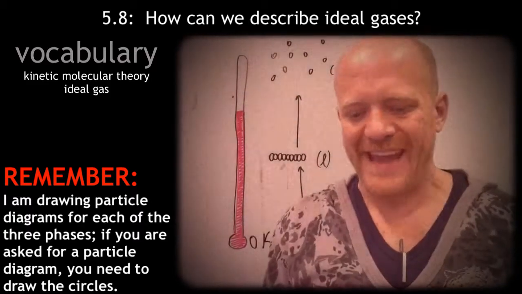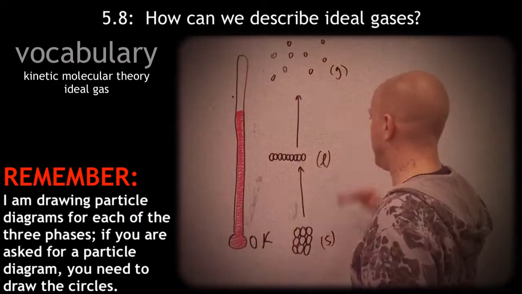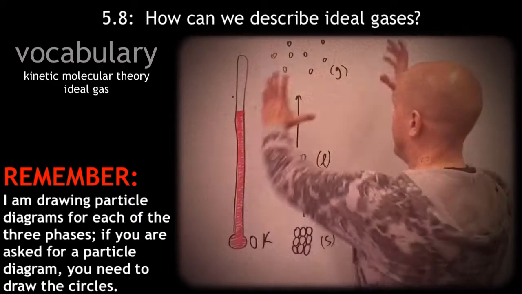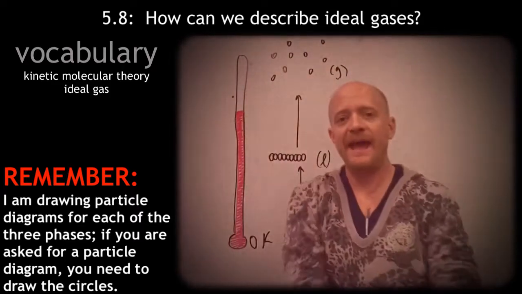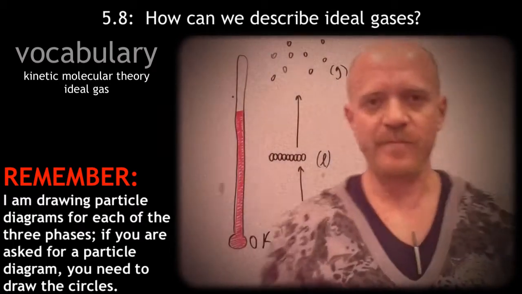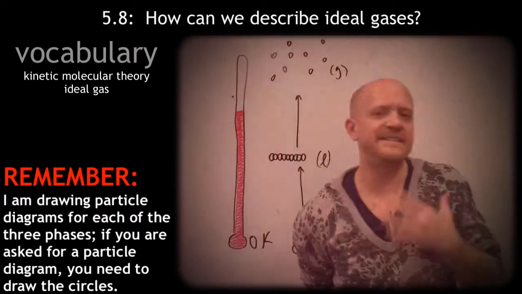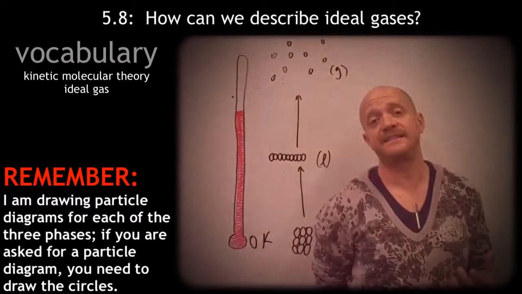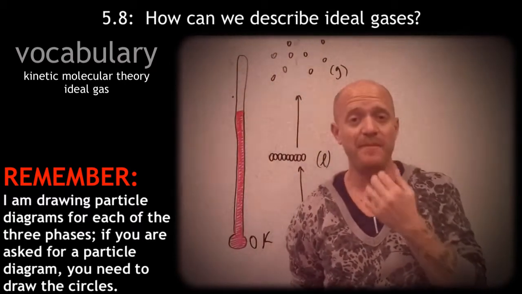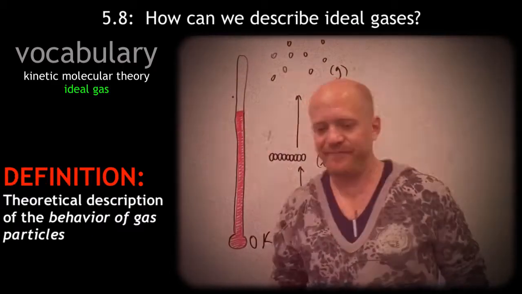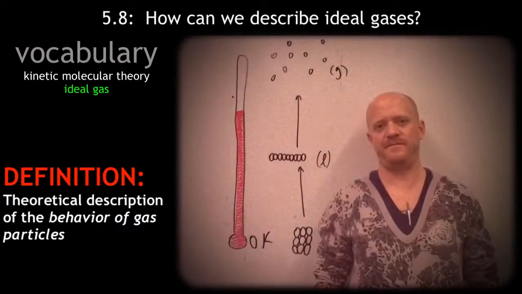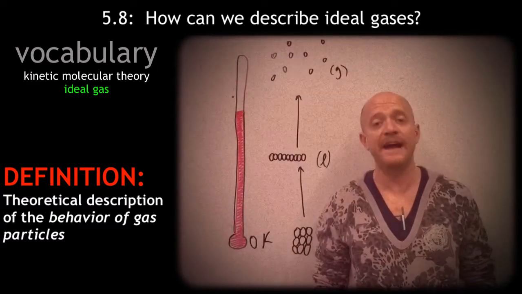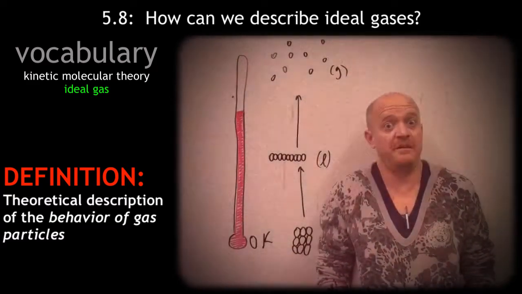Now, when we're talking about gases, we don't care about solids, we don't care about liquids right now, we just care about the gas phase. And in a gas, we have this concept called an ideal gas. And an ideal gas, all that means is that it is a theoretical situation. Ideal gases don't exist. They should, but they don't.